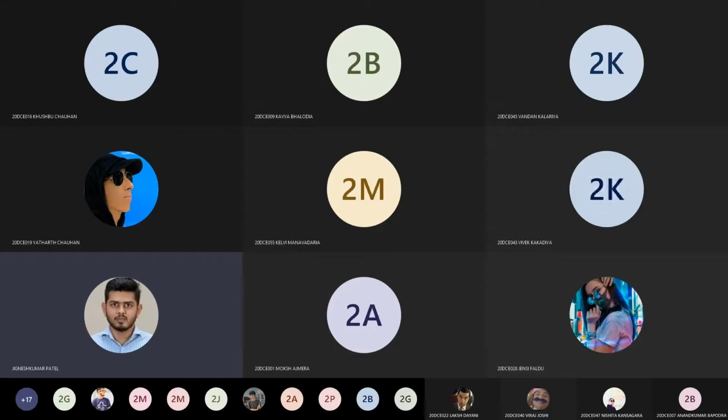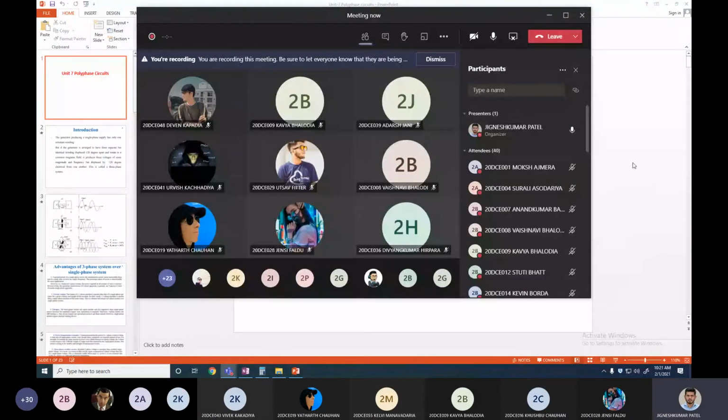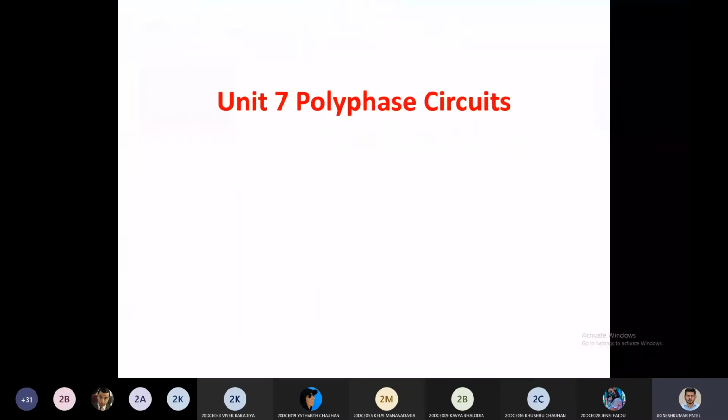Okay. So let's start today's lecture with a new topic, that is unit 7, and the unit name is polyphase circuits. So the first question is: what is a polyphase circuit and why is it needed at all? A polyphase circuit is basically a circuit which has more than one phase.